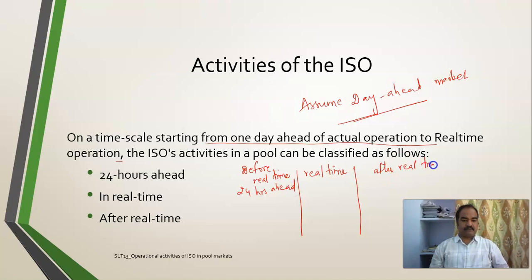So these three cases, I will classify the activities: before real time, which means 24 hours ahead, real time, and after real time. So these are the three cases which we will discuss now. The first case is 24 hours ahead, which means before real time. What are the activities of the ISO?